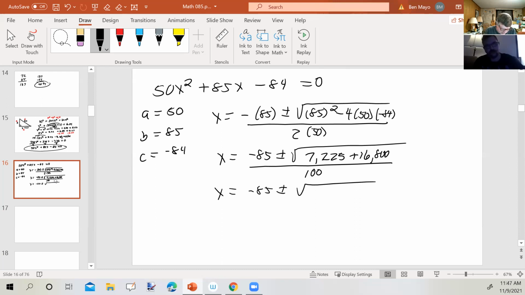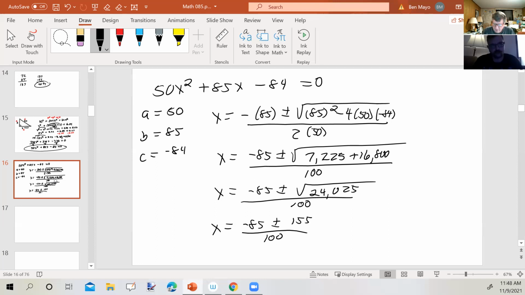16,800 plus 7,225 is 24,025 over 100. And the square root of that is 155, the square root of 24,025. So we've got that lovely thing. So let's see here. What do we got?